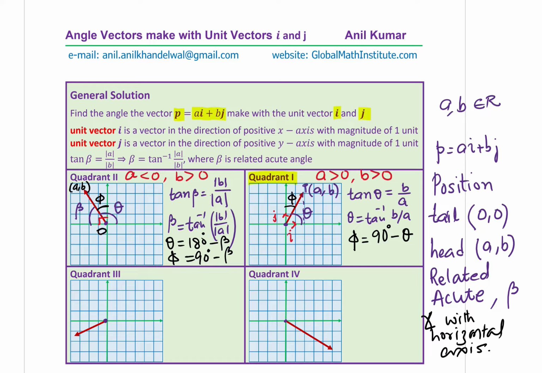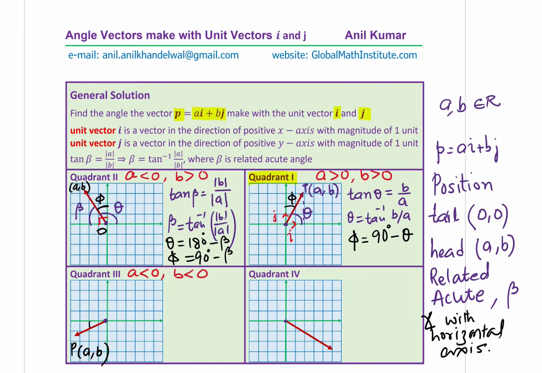Now let's take the next example, in which we'll take the value of a as less than 0 and b also as less than 0. All the coordinates in this particular case will be negative, right? So we have a point here, P, which is (a, b), where a is less than 0 and b is also less than 0.